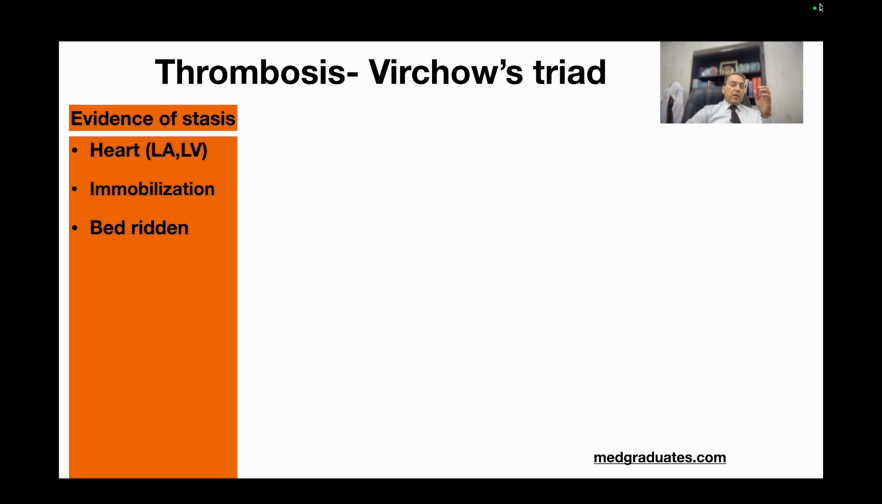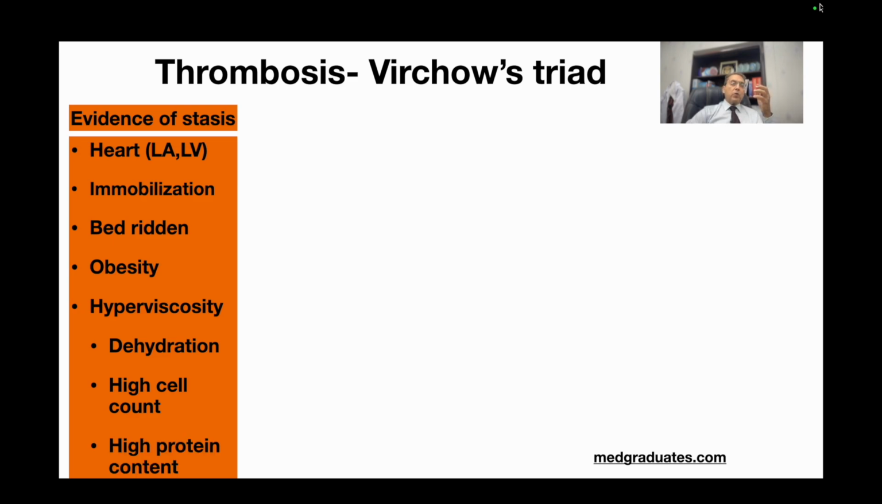If the patient is bedridden for a very long time, obesity, hyperviscosity, for example, if there is dehydration, or the patient has a very high cell count, such as in leukemias like CML, polycythemia vera, or essential thrombocythemia. The patient has a very high protein content, for example, in multiple myeloma. The patient may be predisposed to thrombosis.